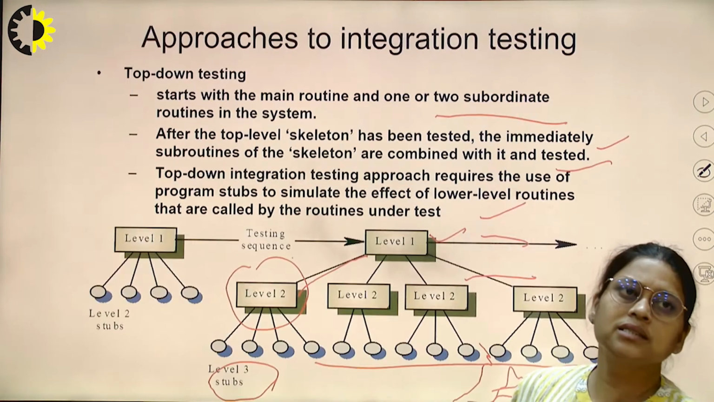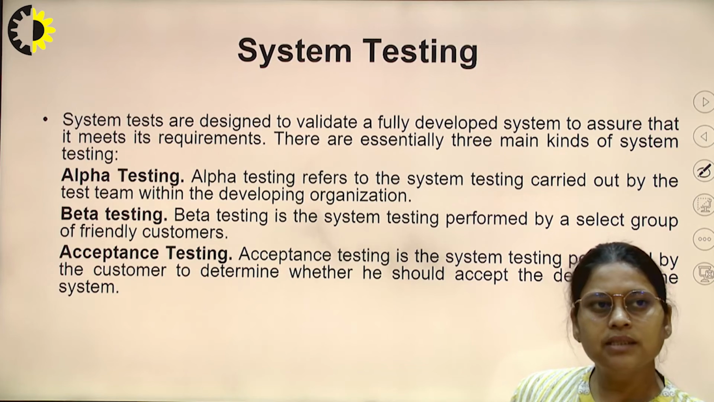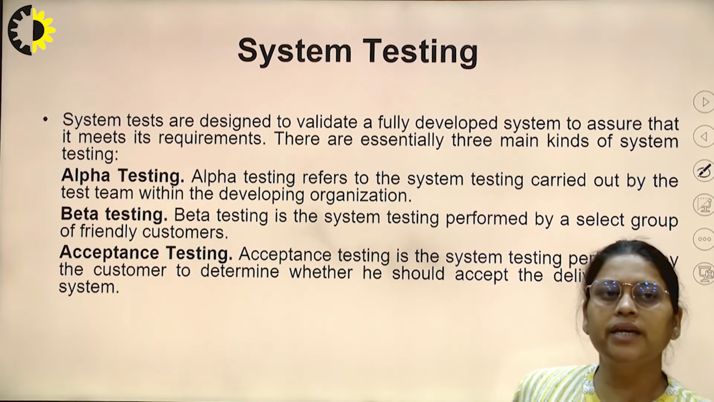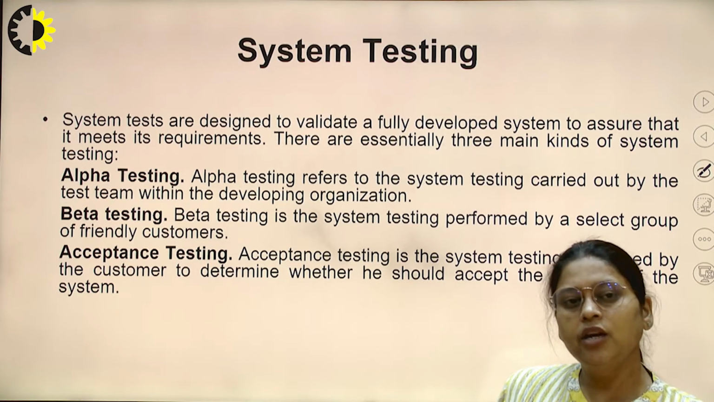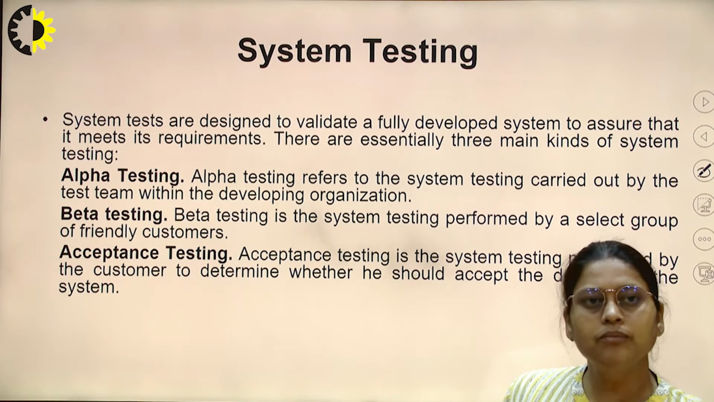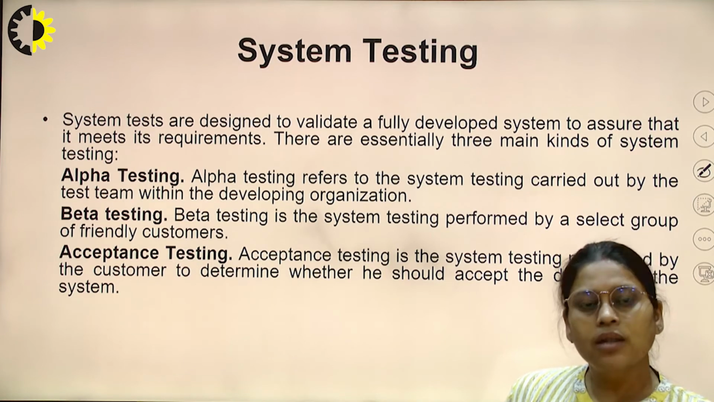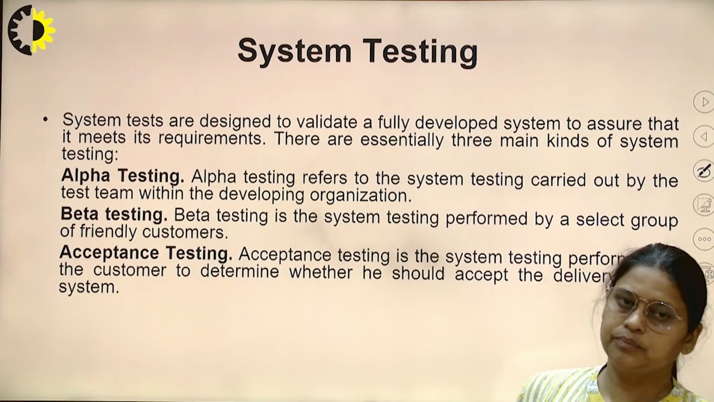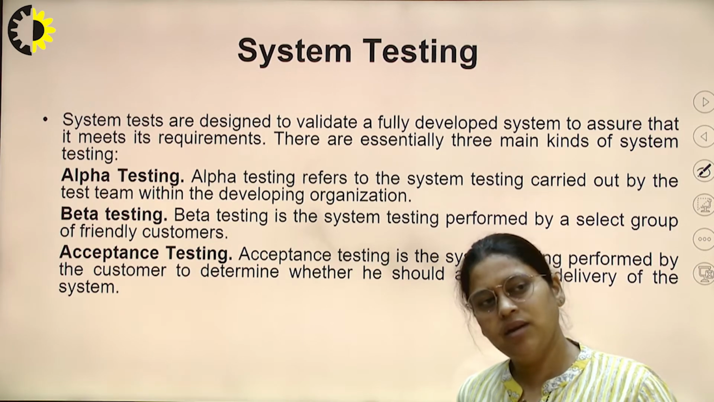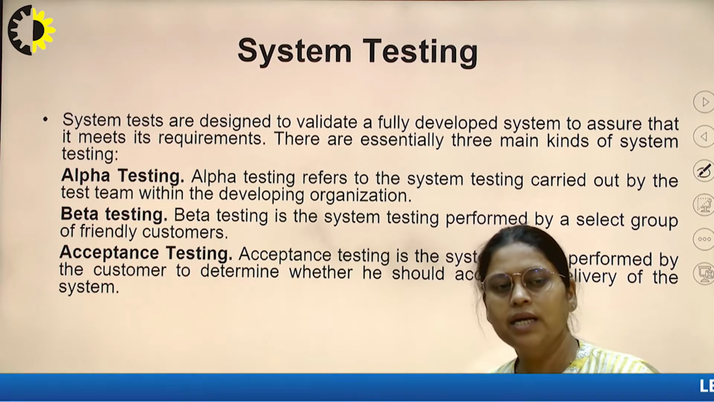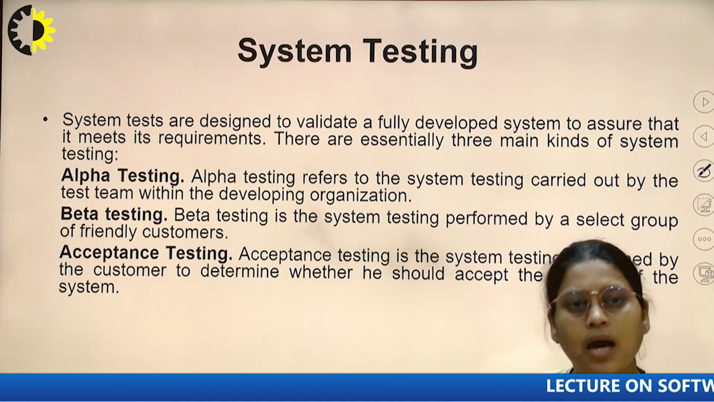So, what is system testing? System testing is designed to validate a fully developed system. Now, we are ready to validate our final system, to ensure that it meets all the requirements of the customer. There are 3 main kinds of system testing available. One is alpha testing, one is beta testing, and another one is acceptance testing.